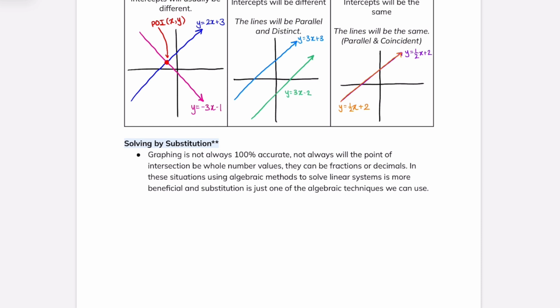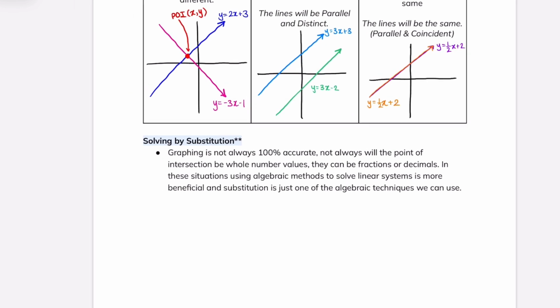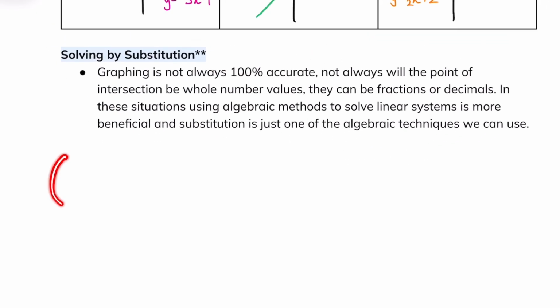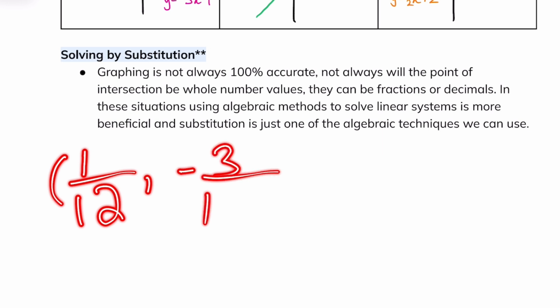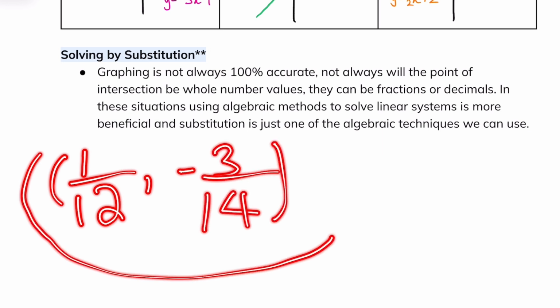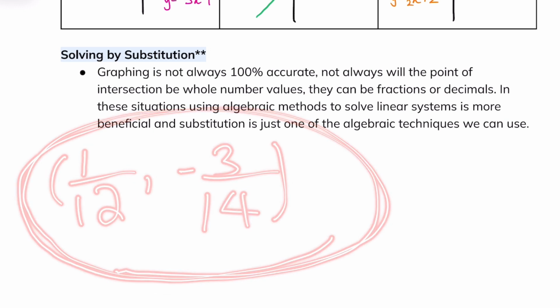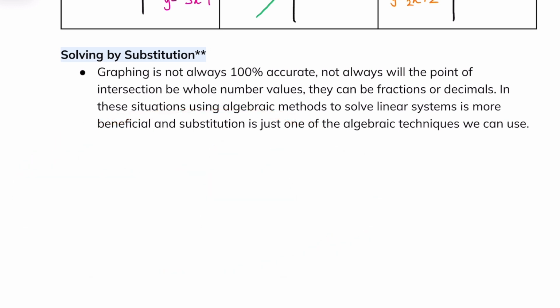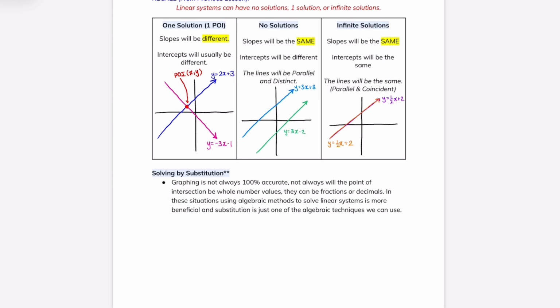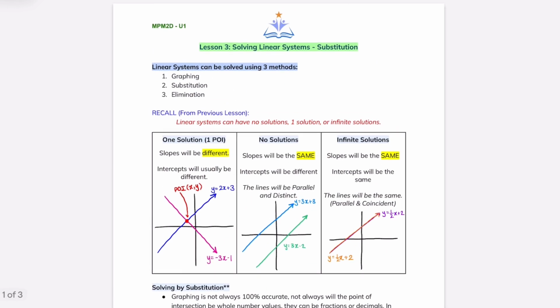But when you have, let's say, fractions or decimals, you can't always estimate those just by looking off of a graph, right? So if the coordinate is like this, 1 over 12, negative 3 over 14, there is no way you can guess this value off of a graph, right? So that's why we want to use algebra, because the only way we can find the exact value is through algebraic techniques, and that's what we need.